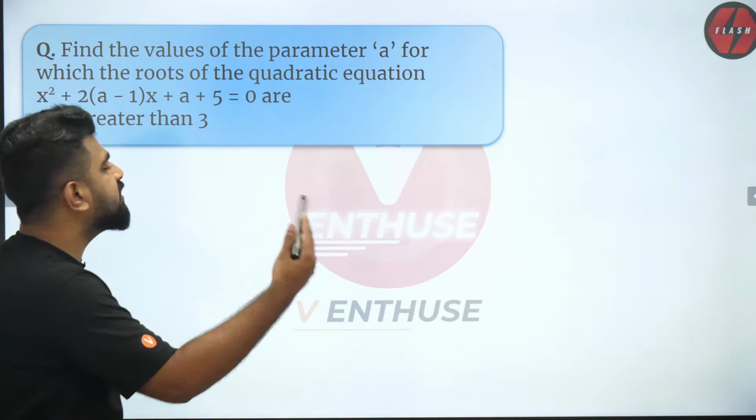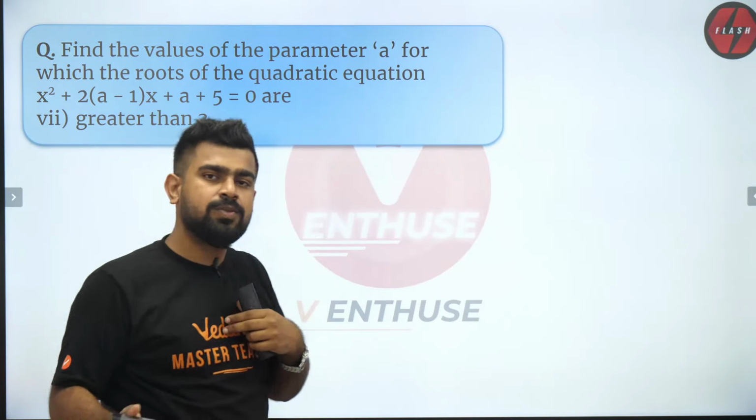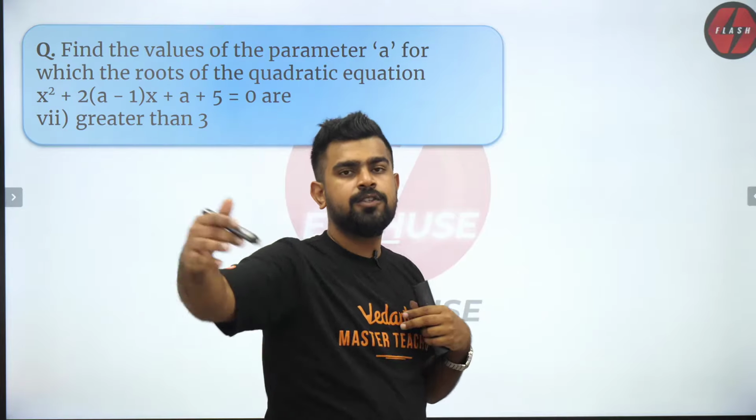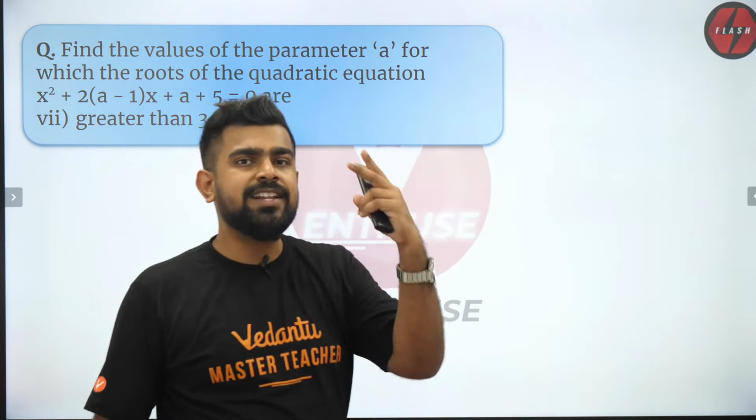Okay. The next thing is vertex. So if both the roots are greater than 3, then the vertex will definitely be greater than 3. So minus b by 2a will also be greater than 3. Got it? So that is your second condition.